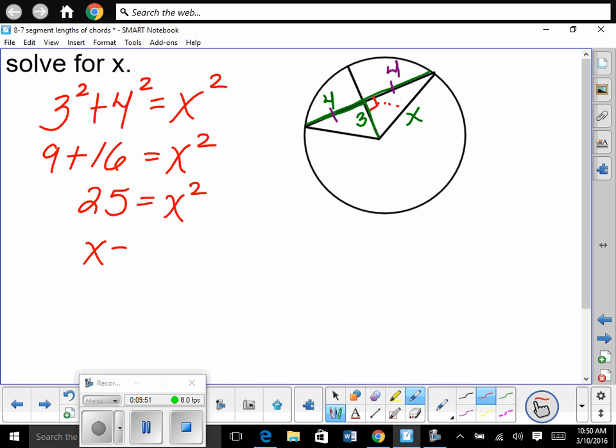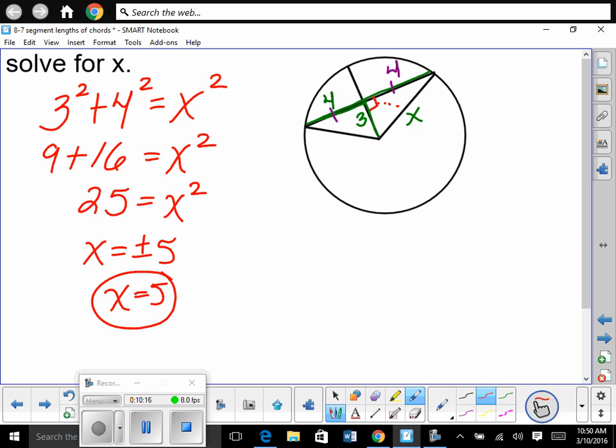What is x equal to? 5. What else? Plus and minus 5. Good, plus and minus 5. For this problem in particular, when we take the square root, we have to put the plus and minus. Do we throw out the minus? Yes. Would we have a radius of a negative 5? We would not have a radius of a negative 5. Therefore, we throw out negative 5. Are we good?